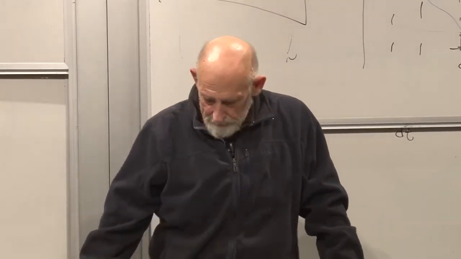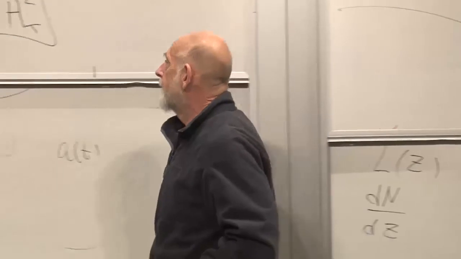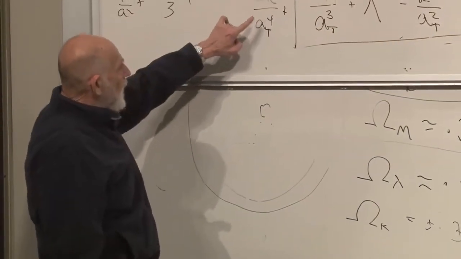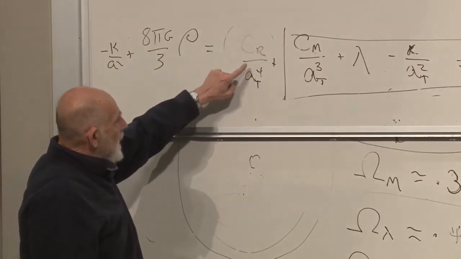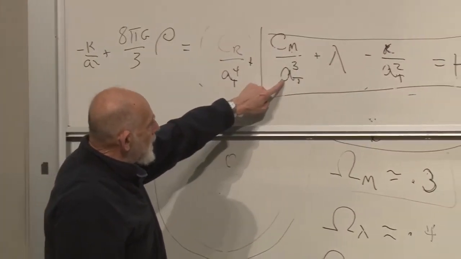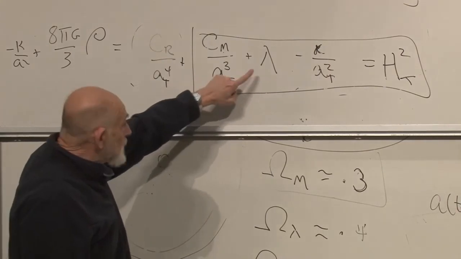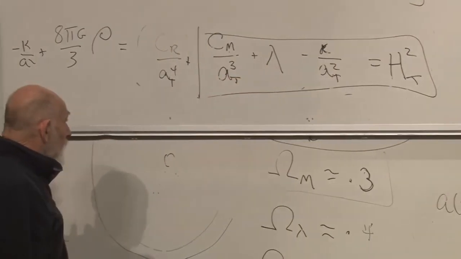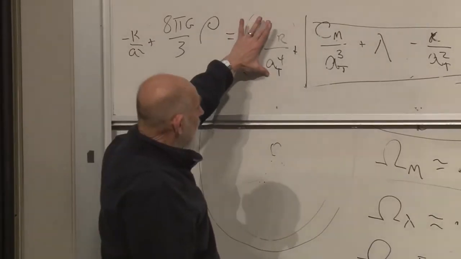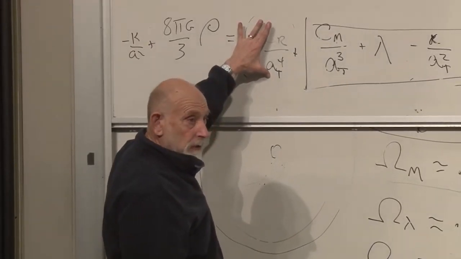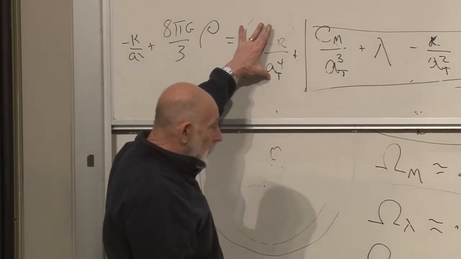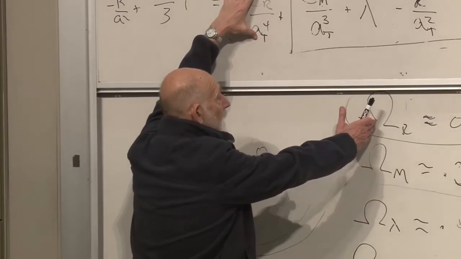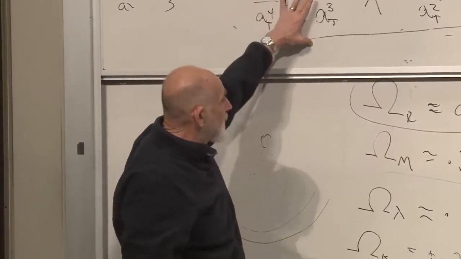Here they are. Here you can see that long in the past, radiation was much more important than matter, and much, much more important than lambda. So a long, long time ago, omega radiation was large. Large means essentially equal to 1. Omega radiation was about all there was, and everything else was small.